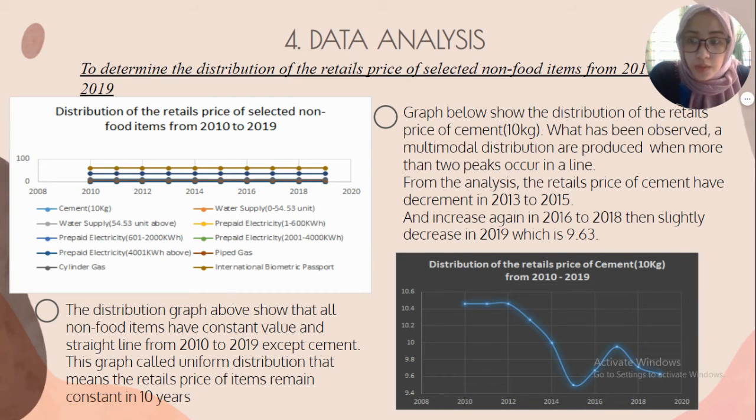We have two graphs. For the first graph, the distribution shows the same value in 10 years for the non-food items, while the second graph shows the cement that has changed price in 10 years. The below shows the distribution of the retail price of cement. What has been observed, a multimodal distribution is produced when more than 2 peaks occur in a line. From the analysis, the retail price of cement decreased from 2013 to 2015 and increased again in 2016 to 2018, then slightly decreased in 2019, which is 9.93.